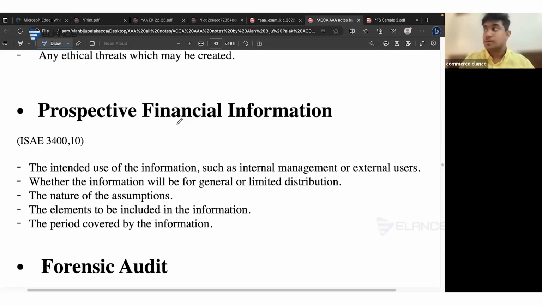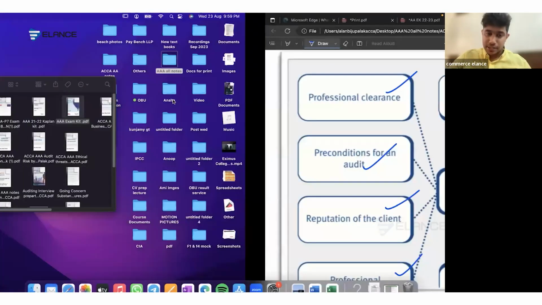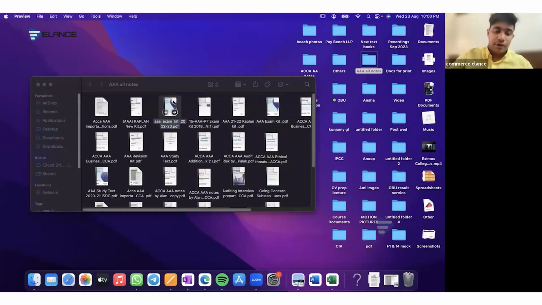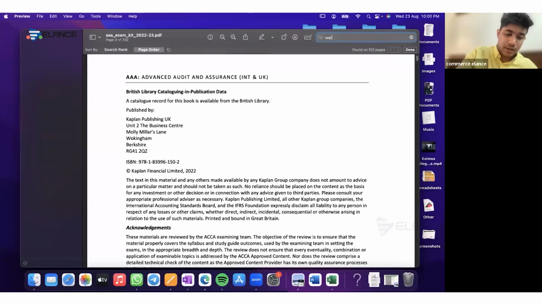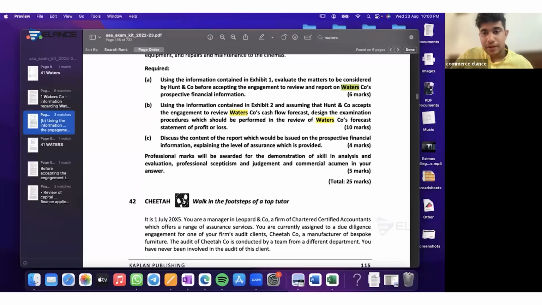So these have to be considered before accepting a PFI engagement, or the engagement on prospective financial information, which are budgets and forecasts. So this can be a question on matters to be considered before accepting an engagement in case of PFI. Say, for example, there's a question in the revision kit like Voters. The Voters company question is a question on PFI engagement. They have asked to evaluate the matters to be considered by Hunt and Co before accepting the engagement to review and report on Voters company's PFI. So you have to consider the PFI related matters. So this will be a sort of question.